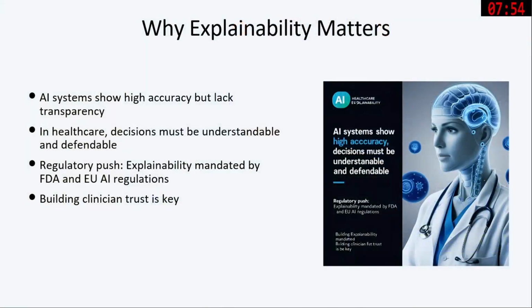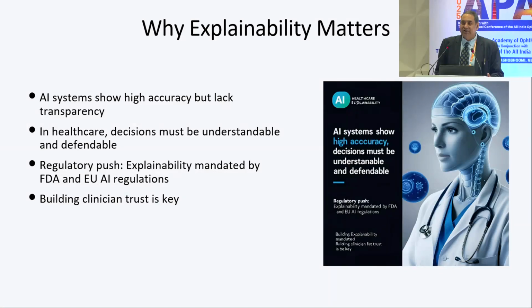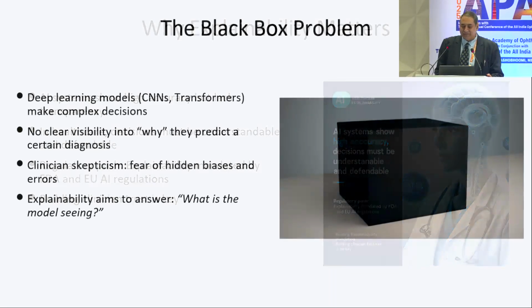So, good morning. Next few minutes I'll be sharing views on explainable AI and why explainability actually matters, because we know many of these AI systems are showing high accuracies, but there is lack of transparency. And one of the things in healthcare is decisions must be understandable, and there's also a regulatory push. It has been mandated by FDA and EU regulations that the AI algorithm should show how it could find out the problem, and definitely it helps in building trust among the clinicians.